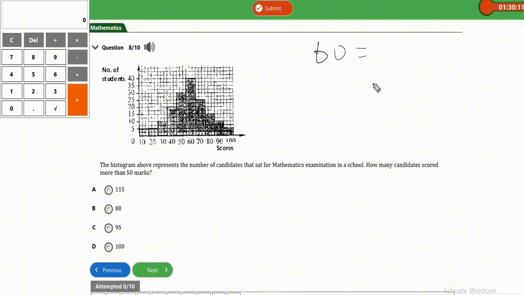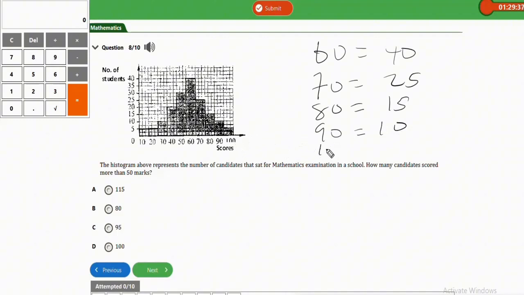So for people that scored 60, when you trace 60 on this histogram, we have the number of students to be 40. People that scored 70, when you trace it, you have it to be 25. People that scored 80, when you trace it, you have it to be 15. People that scored 90, you have it to be 10. And people that scored 100, you have it to be 5.